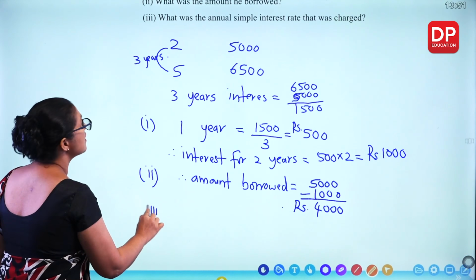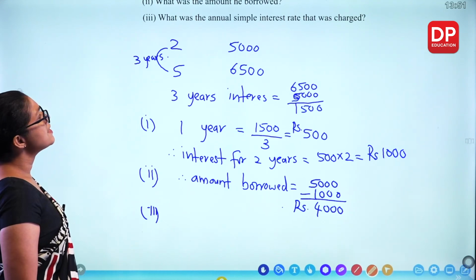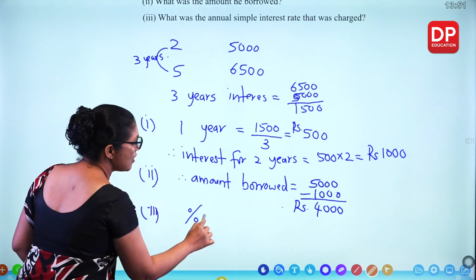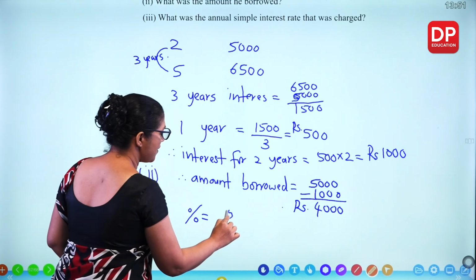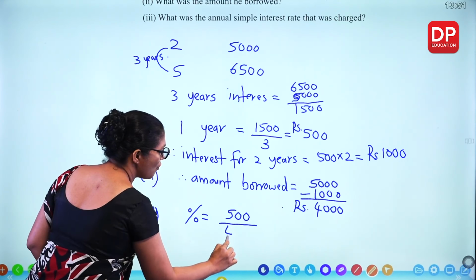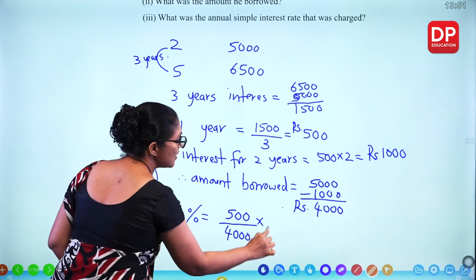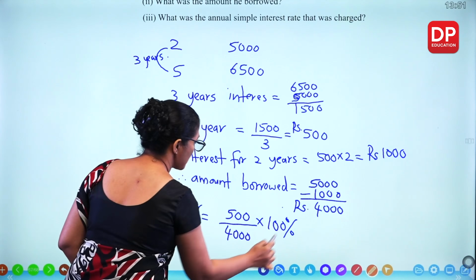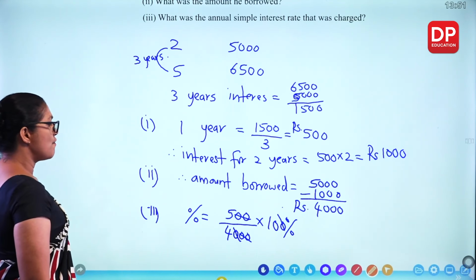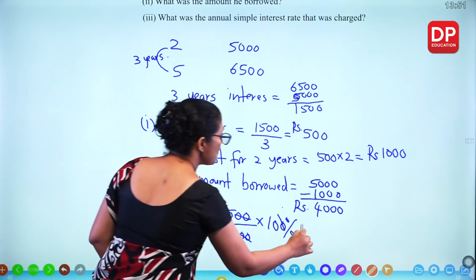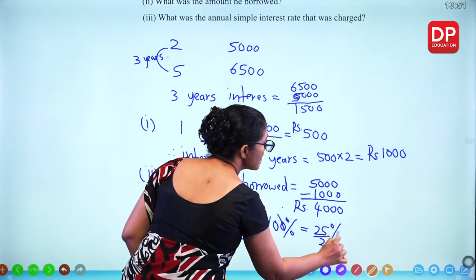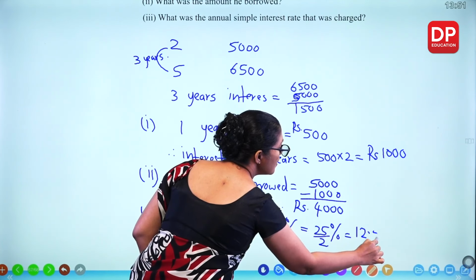Now the third part asks what was the annual simple interest rate? Annual simple interest rate is you are paying 500 per year for 4,000 rupees, into 100%. So 2 zeros, and with this 0 you get 50 divided by 4. 50 divided by 4 is 25 divided by 2. That's 12.5%.